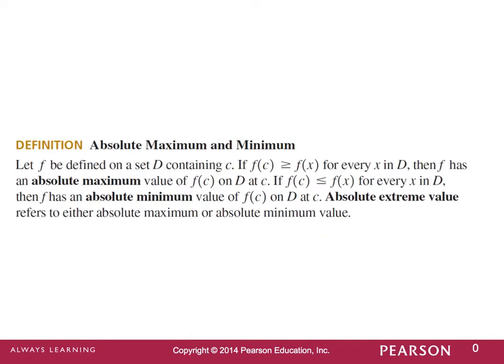So we define absolute extrema by saying that if we let f be defined on a set D containing some point c, and if f of c is greater than f of x for every x in D, then f has an absolute maximum value of f of c on D at c. So that's saying that if that is the highest high point, then that f of c is the absolute maximum. As long as it's higher than all other f of x, it's the absolute max.